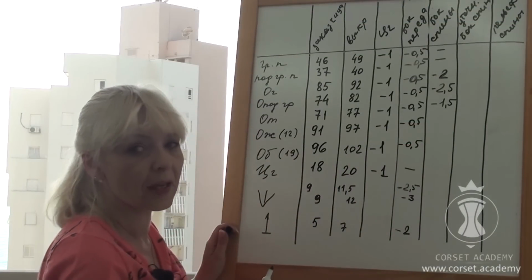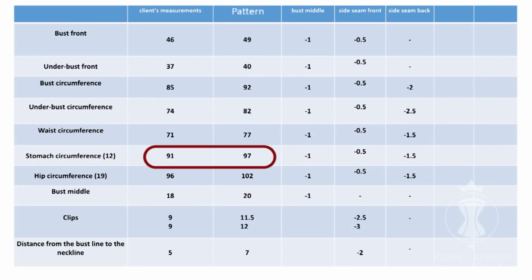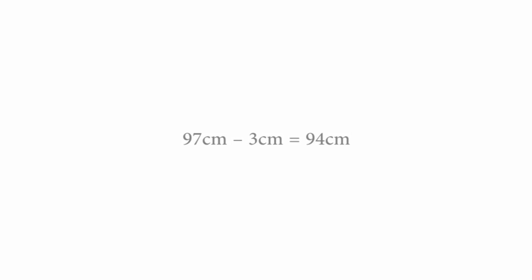Stomach circumference: 91 centimeters on the client and 97 centimeters on the pattern. But I have already narrowed the pattern down by 3 centimeters. 97 centimeters minus 3 centimeters equals 94 centimeters. 91 centimeters minus 94 centimeters equals -3 centimeters. The pattern is 3 centimeters larger in the stomach, 12 centimeters below the waistline, than it is supposed to be according to the client's measurement.